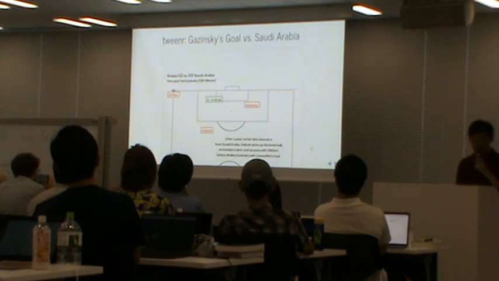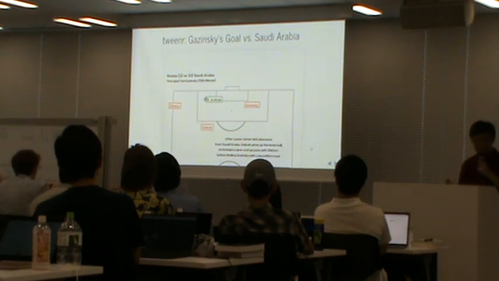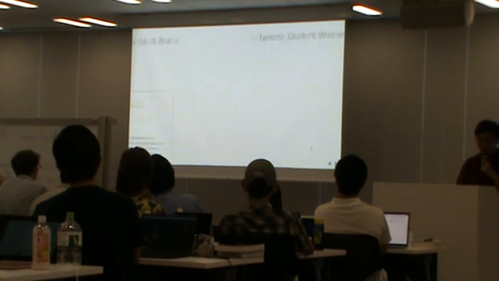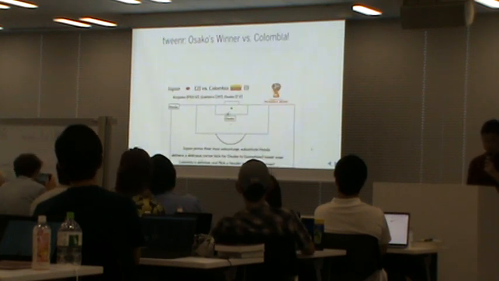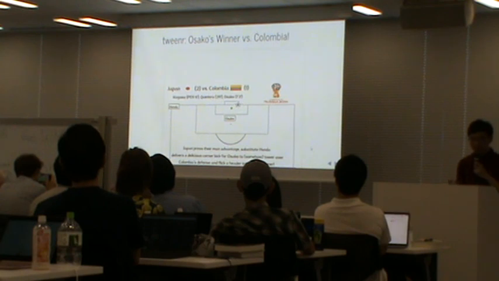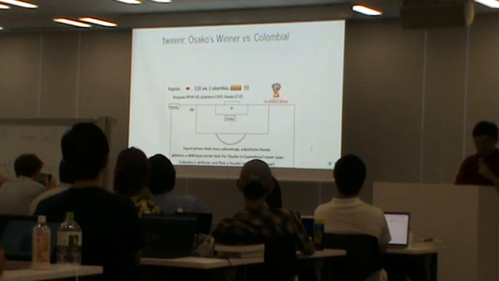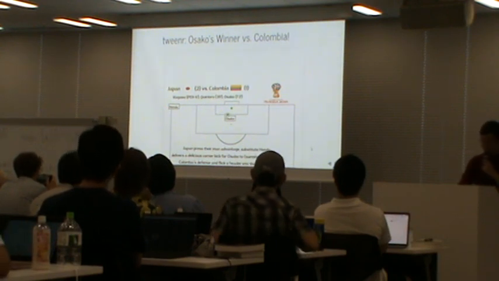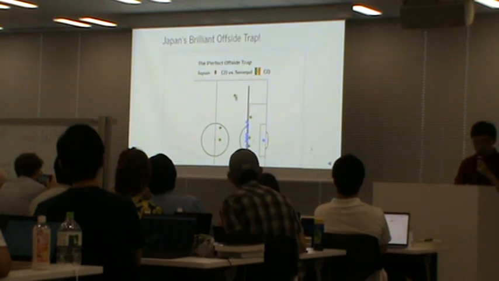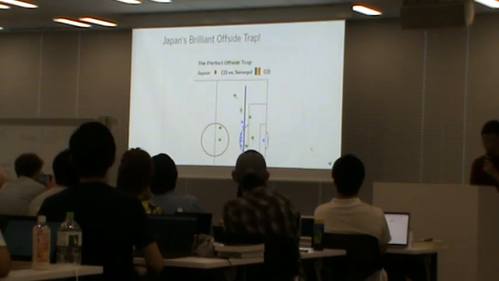So let's view Kagawa's goal with tweenr now. So, big improvement, right? So now let's check out Osaka's goal against Colombia. So, as we say in Japan, Osaka hanpanai. And here's another one. This one's more for the soccer fans in the audience who understand this. Japan's offside trap scandal.